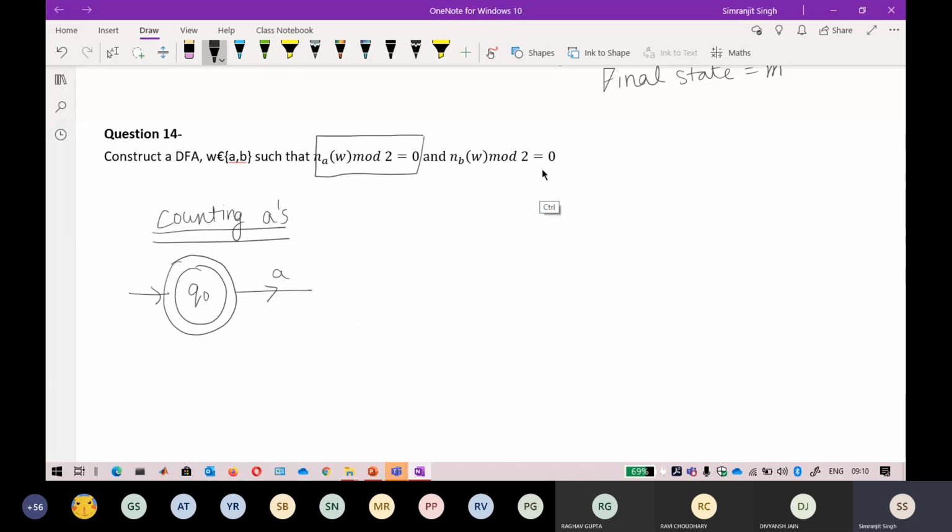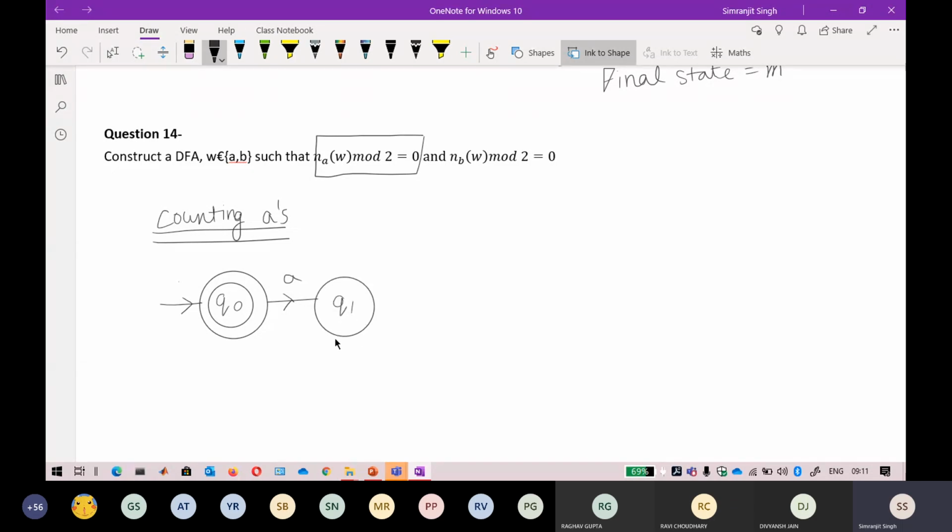Okay, so again, just wait for it. Q naught, and if I name the state here Q1, I am only counting the number of A's here. I am not counting the number of B's here, so I can just do this, not B's. So just remember this, I am not counting the number of B's here.